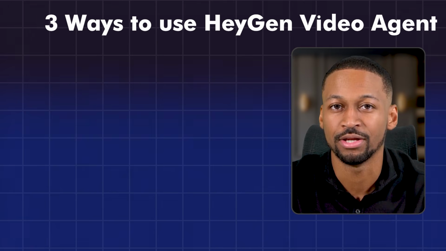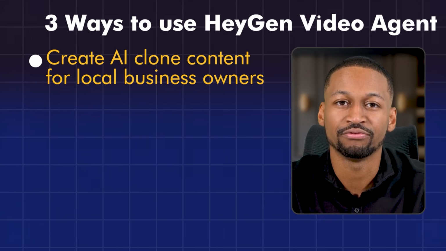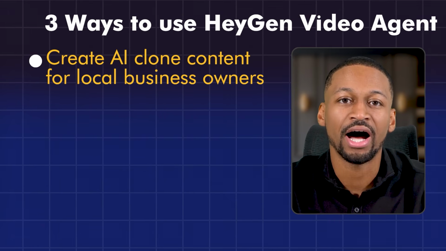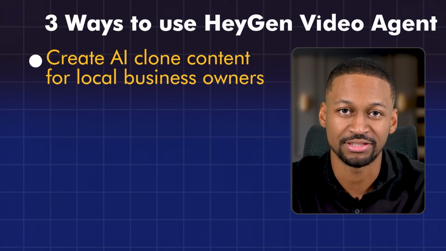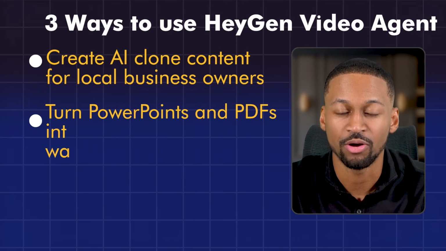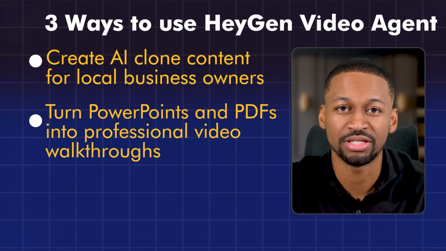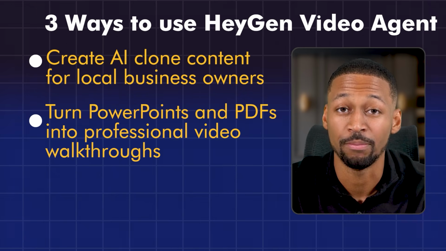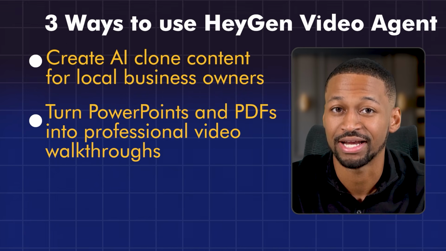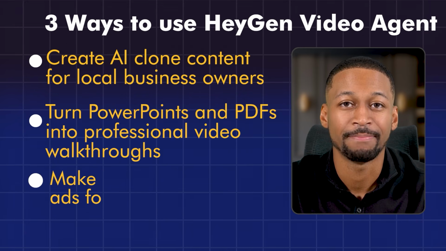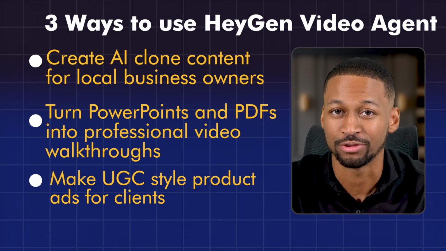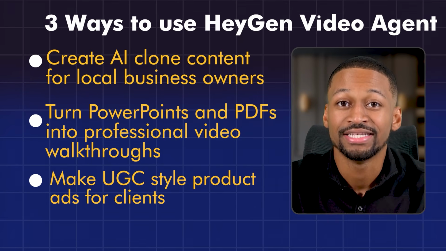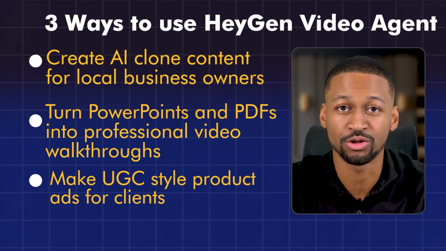Now you've got 3 ways to use HeyGen's video agent to either grow your agency or start one from scratch. Number 1, create AI clone content for local business owners. That's the hottest offer right now and the easiest to sell. Number 2, turn PowerPoints and PDFs into professional video walkthroughs. Use that for onboarding, training, or even client deliverables. And number 3, make UGC style product ads for clients who sell physical products. Stack that as an upsell on top of your core offer.